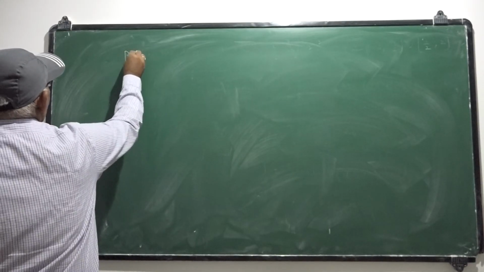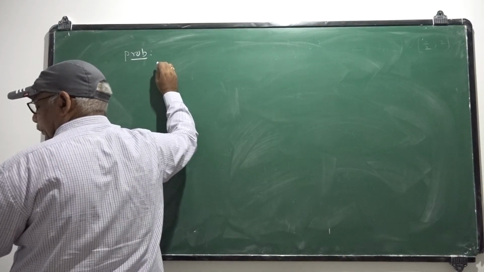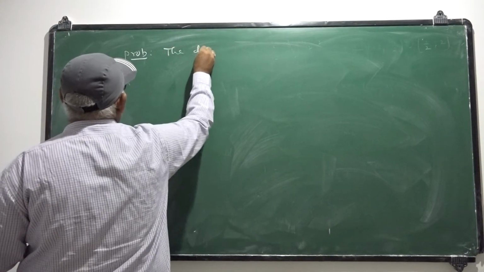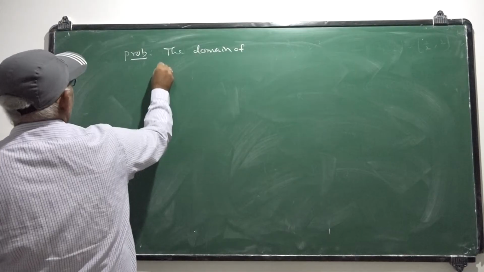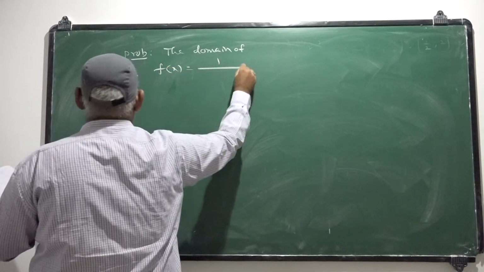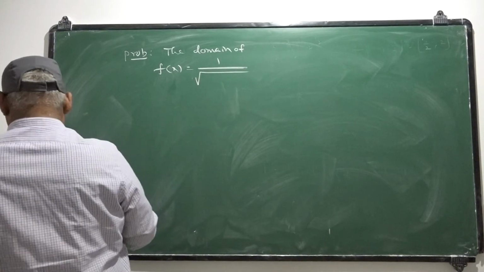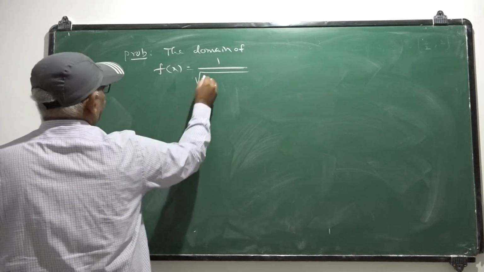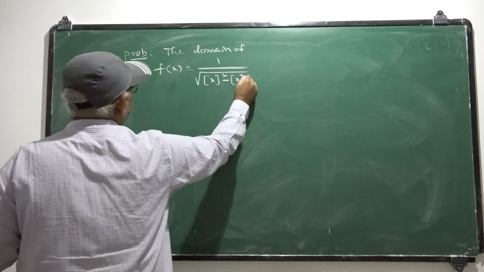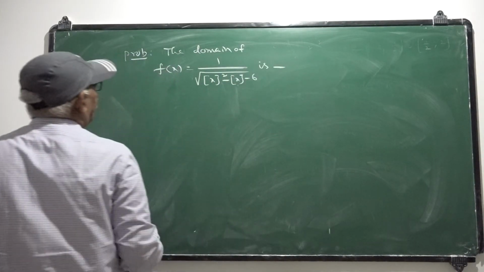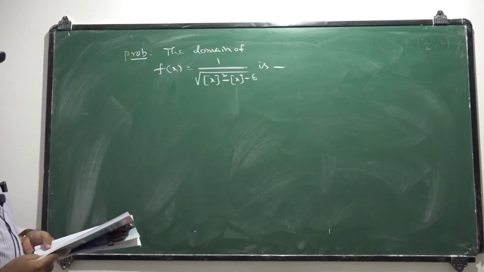Next problem. The domain of the function f(x) equal to 1 by the square root of step x whole square minus step x minus 6 is.